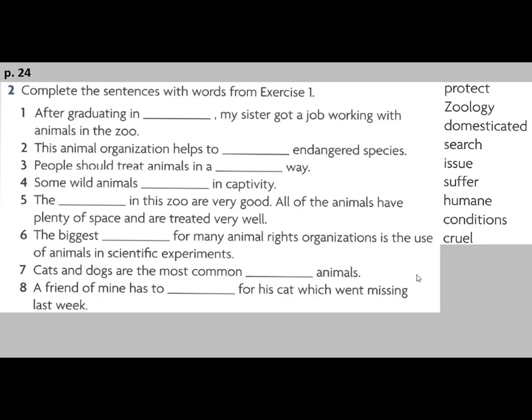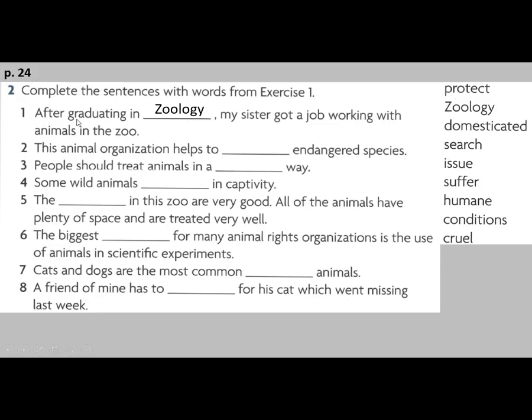Okay, the answers are in 3, 2, 1. So let's look at number 1 together. After graduating in something. So this is about graduating. After graduating, she got a job. So this must be about a kind of university study, because after this, she got a job. So which of these is about the study? If you remember, logy means the study. So number 1 must be zoology. So after graduating in zoology, my sister got a job working with animals in the zoo.